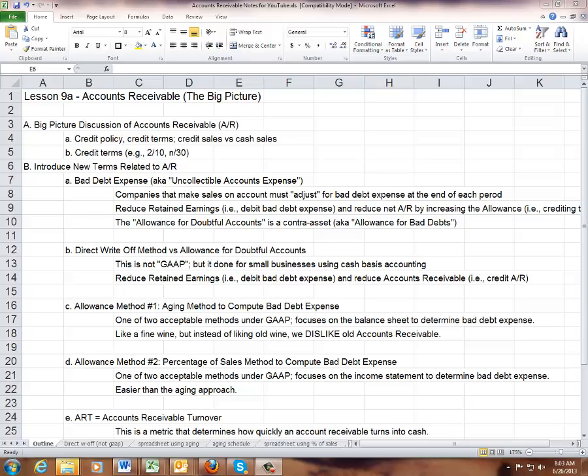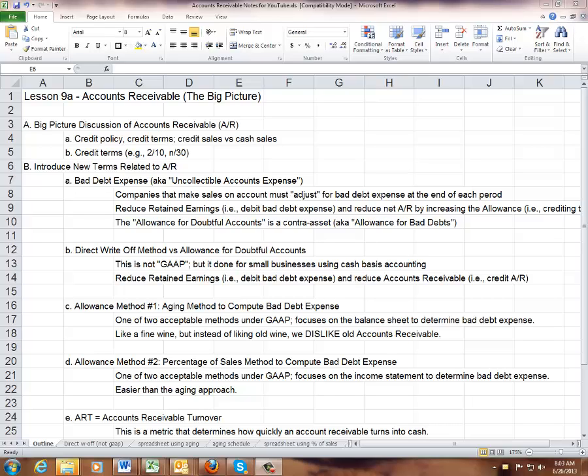Welcome to Lesson 9A, Accounts Receivable, the Big Picture. What is an account receivable? An account receivable is created when a company that sells goods or services agrees not to take cash when the goods or services are delivered or sold. Rather, they tell the customer, you can pay us later according to certain payment terms.